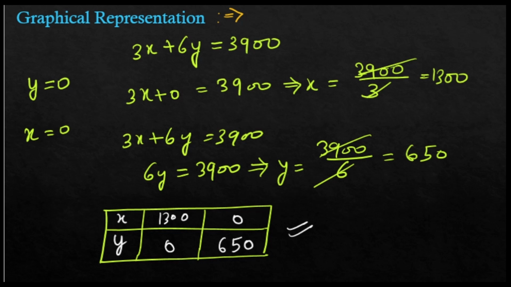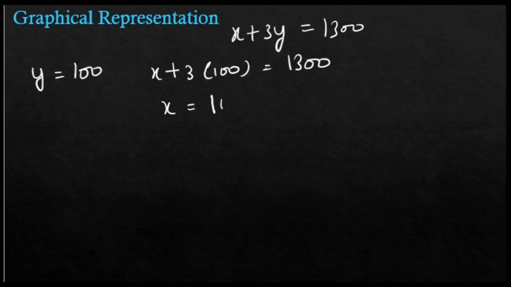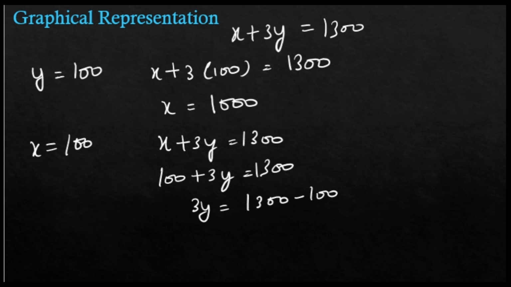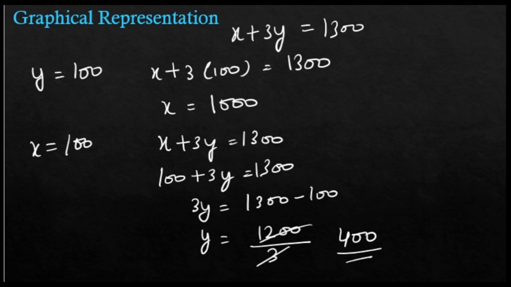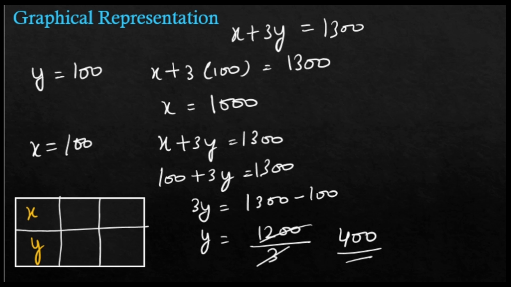Let's move on to the second linear equation. When y is equal to 100, x will be 1000. When x is 100, then 1300 minus 100, that is 1200, by 3, simply results in 400. So the table is: when y is 100, then x is 1000. When x is 100, then y is 400.